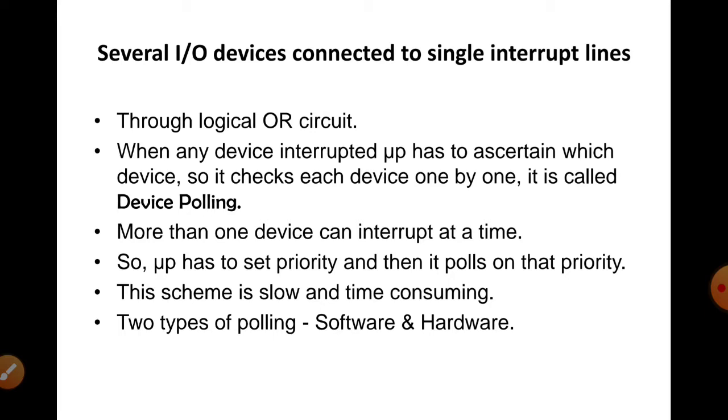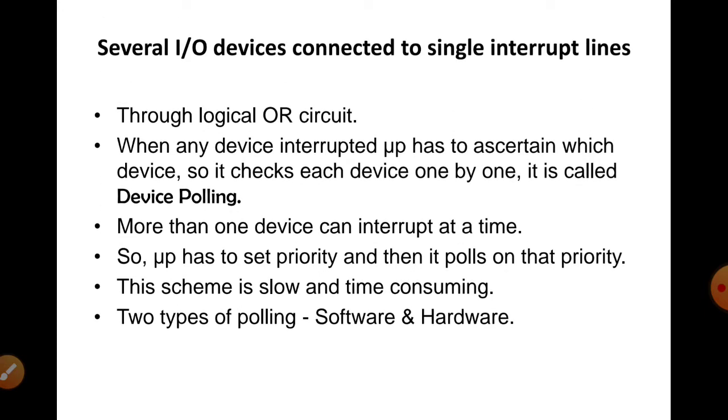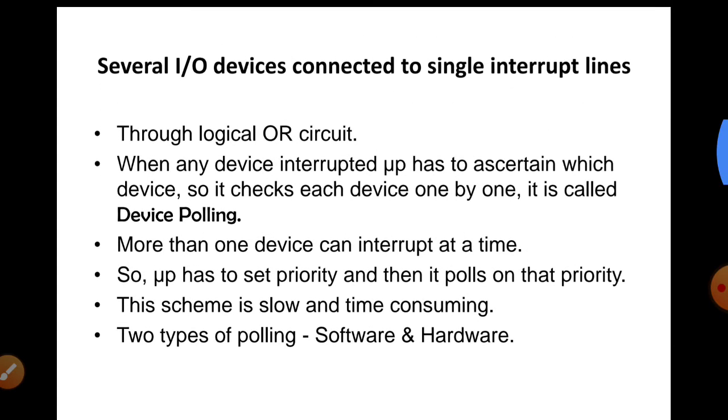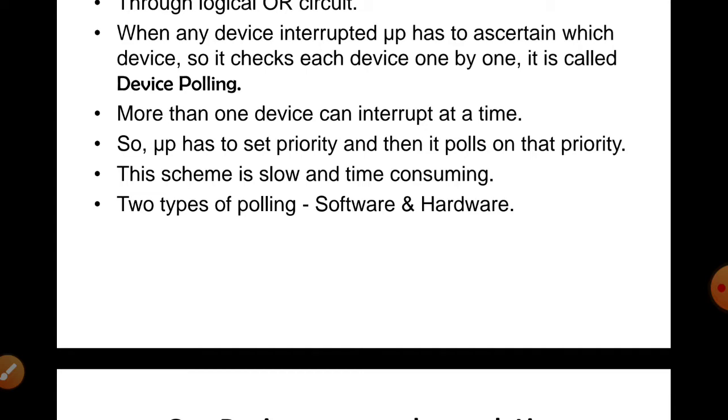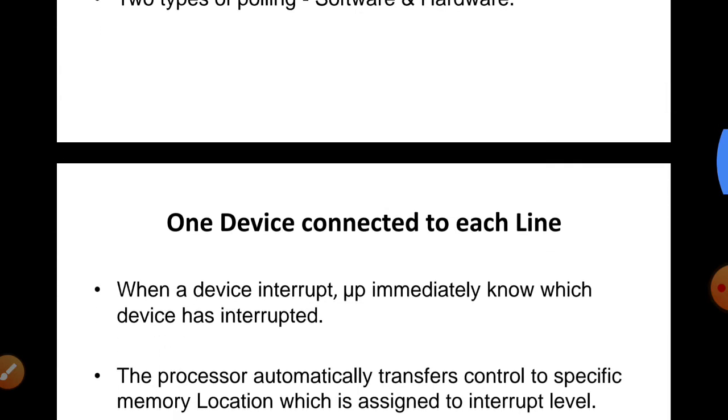If more than one device has interrupted at a time, the microprocessor has to set a priority, and then it polls on that priority. Suppose there are 4 devices connected with the single line, and the first device has the highest priority. It will first check whether the first device has interrupted or not, then the second and third. This particular scheme is a little bit slow because it is using a polling process, and this polling can be done with the help of software as well as hardware.